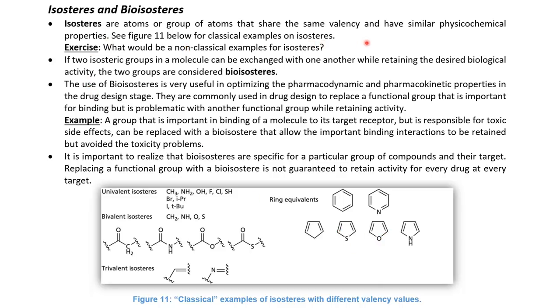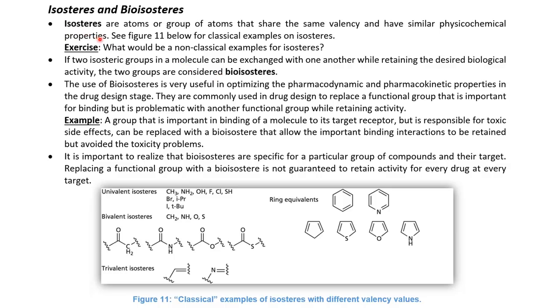Like we said, groups that are similar can be replaced for one another. Now, like I mentioned, once we define the pharmacophores, then these pharmacophoric groups we could modify one for the other in order to improve the features of the drug. Now, if we substitute one functional group for the other and we retain the biological activity of the drug, then these isosteres are now called bioisosteres. So I want you to differentiate between these two terms.